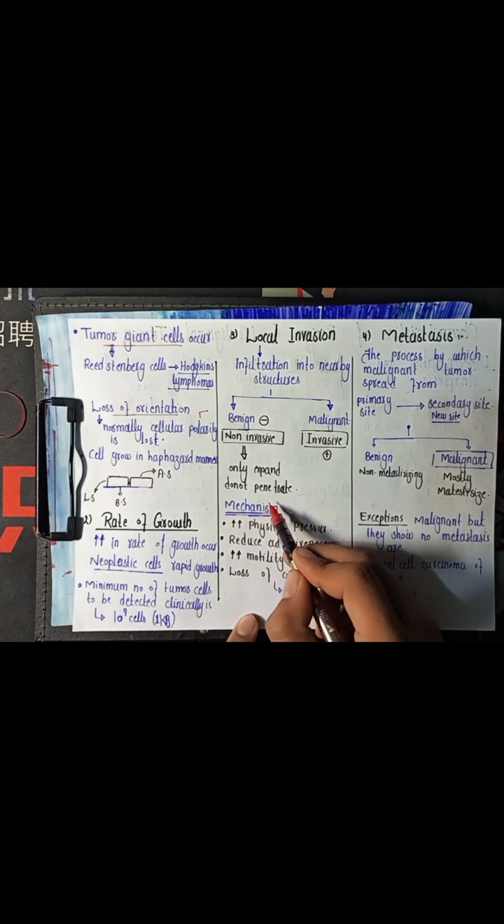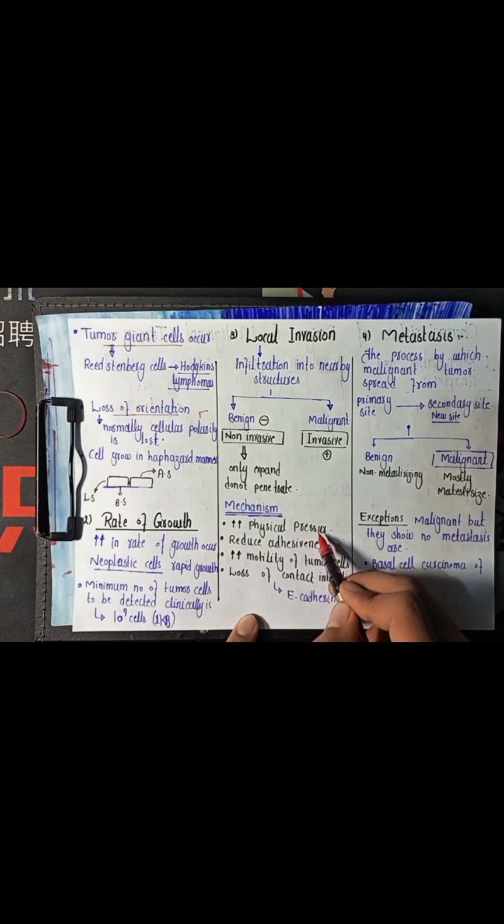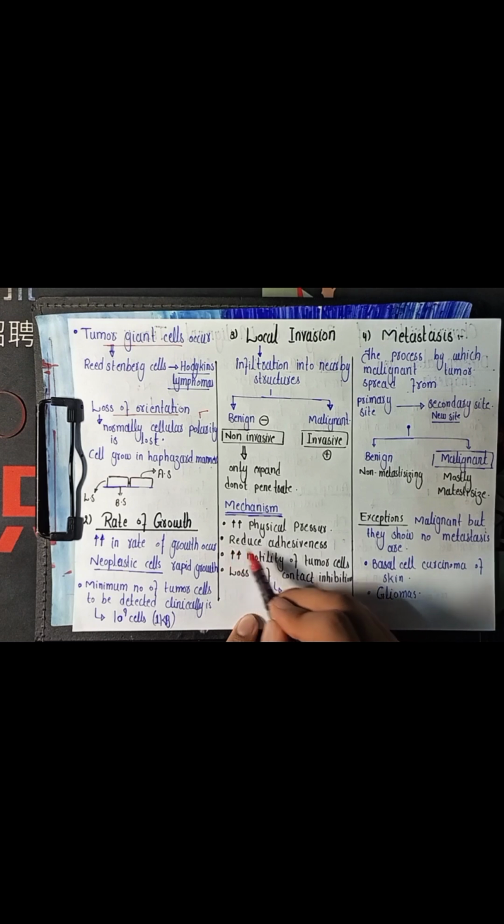And how does invasion occur? Invasion occurs because of an increase in physical pressure at the site of the neoplastic growth, reduced adhesiveness of the cells, increased motility of the tumor cells, and similarly there may be loss of contact inhibition. The E-cadherin protein adheres cells to each other. But if this protein becomes mutated, the contact between the cells is lost and this shows invasion.